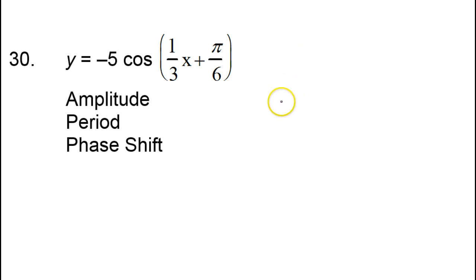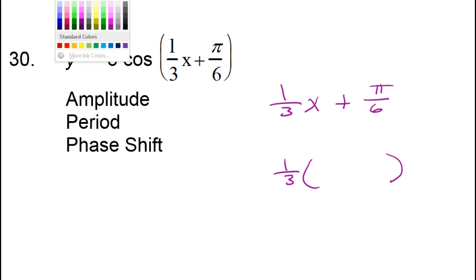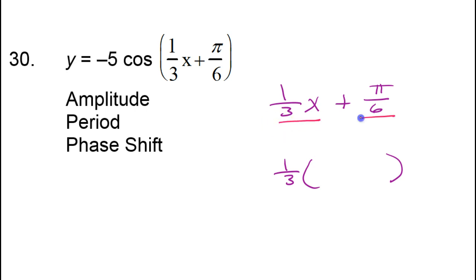So look at this. I have 1/3 x plus pi over 6. Now, in order to read the phase shift, I have to take this 1/3 and factor it outside of parentheses. I can do that if I divide both of these terms by the 1/3 that I'm pulling out. So I have to divide by 1/3. That way these are going to cancel out and I'm just going to have x. So I've got pi over 6 divided by 1/3. Well, dividing by 1/3 is the same thing as multiplying by 3. You multiply by the reciprocal.